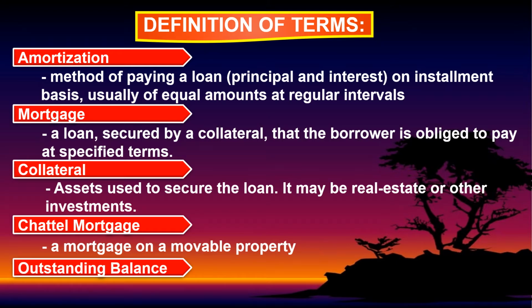Then we also have the term outstanding balance. What is this outstanding balance? Outstanding balance is any remaining debt that we have at a specified time. In short, this is our current balance or the total unpaid amount that we have. So that's all about some important terms that we need to know about this topic. Let's now proceed to problem solving example number 1.